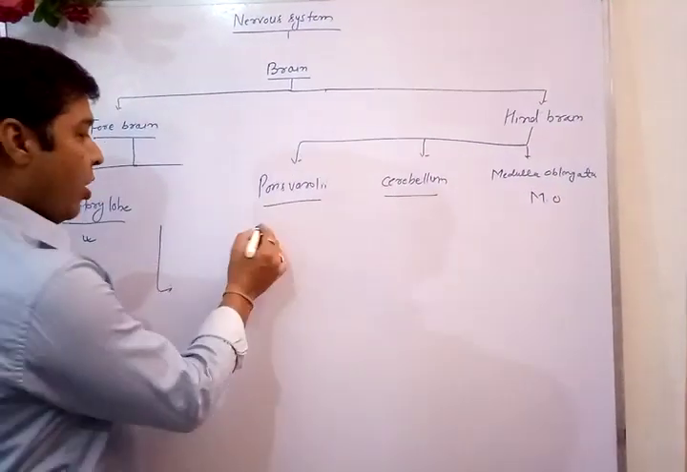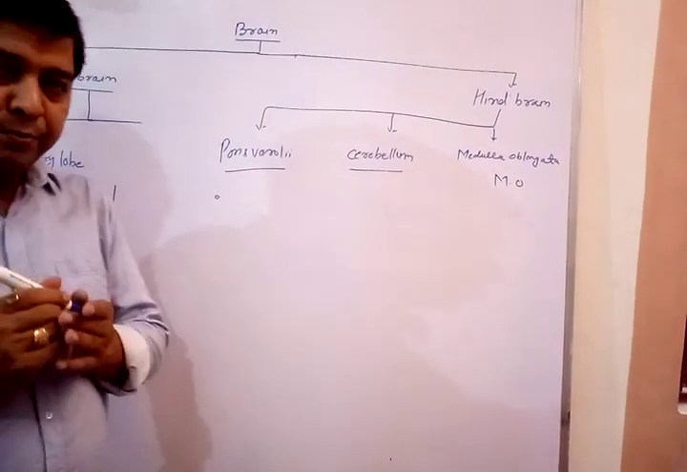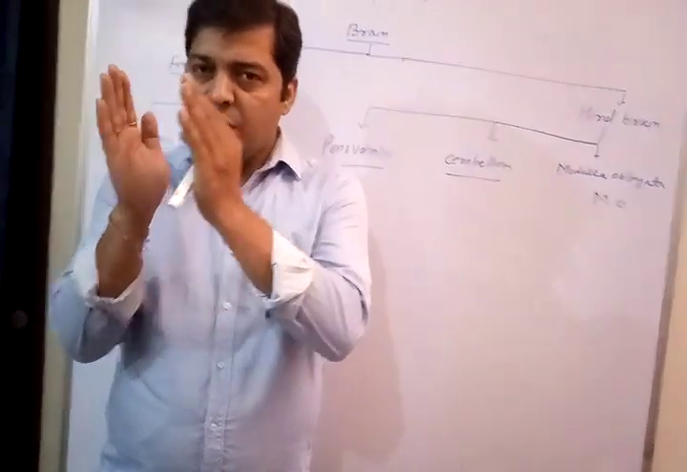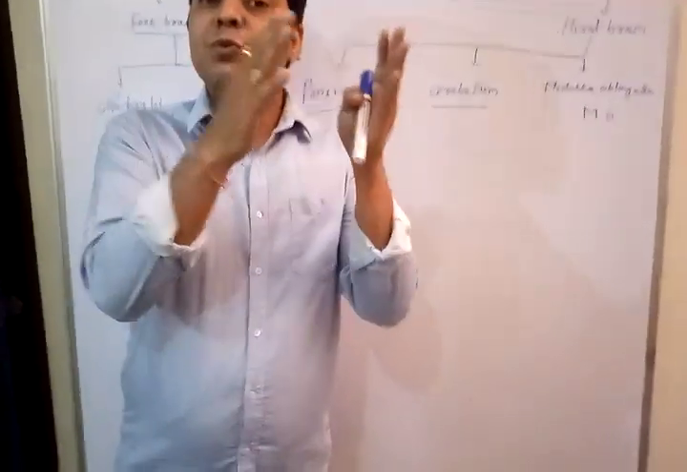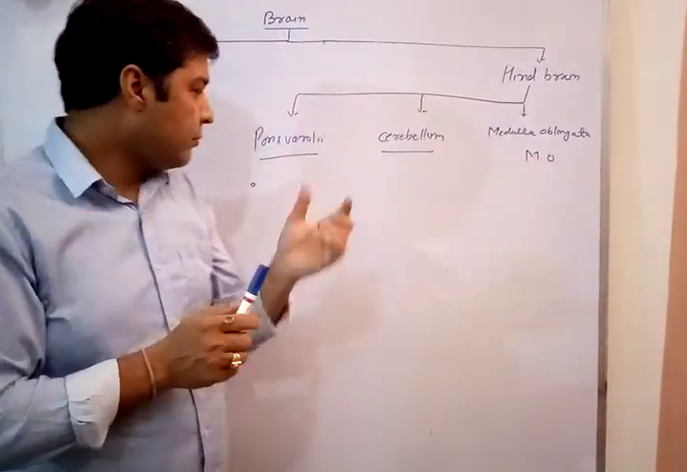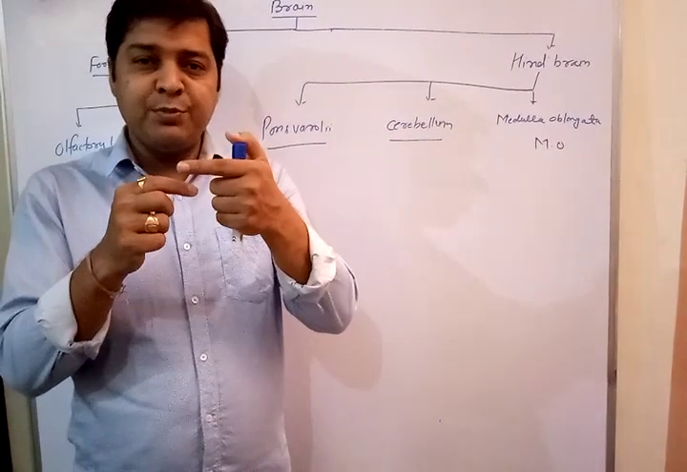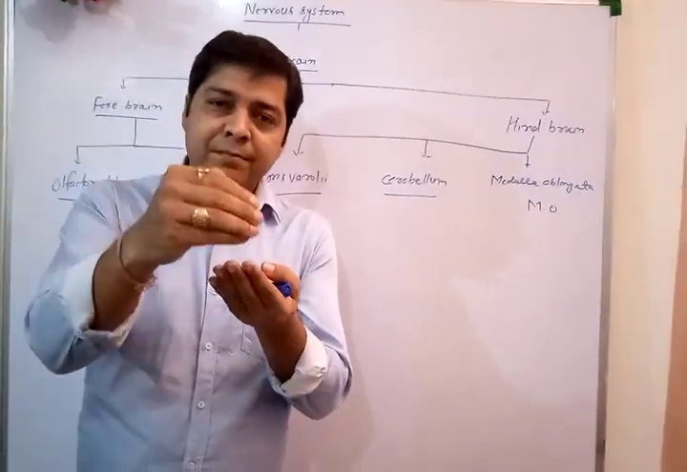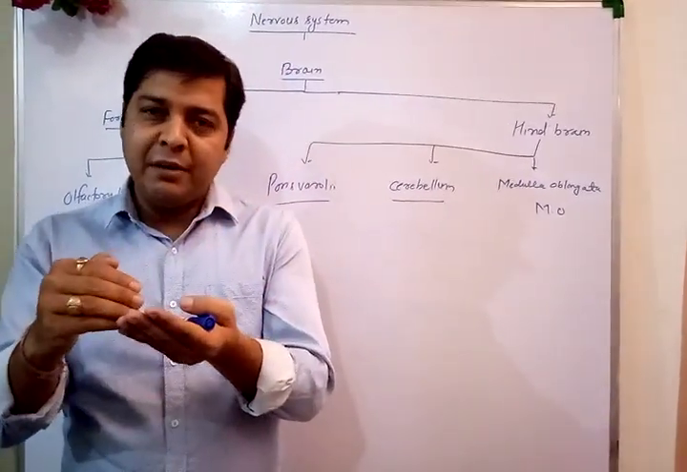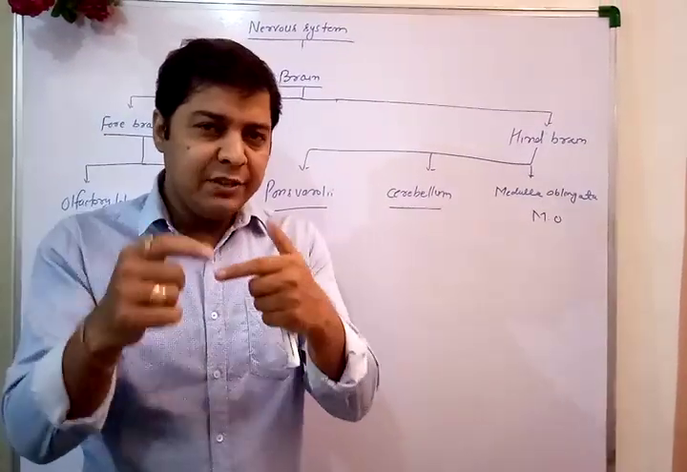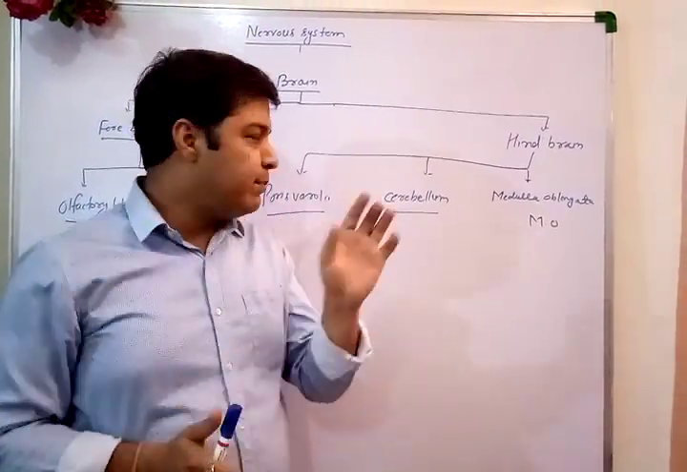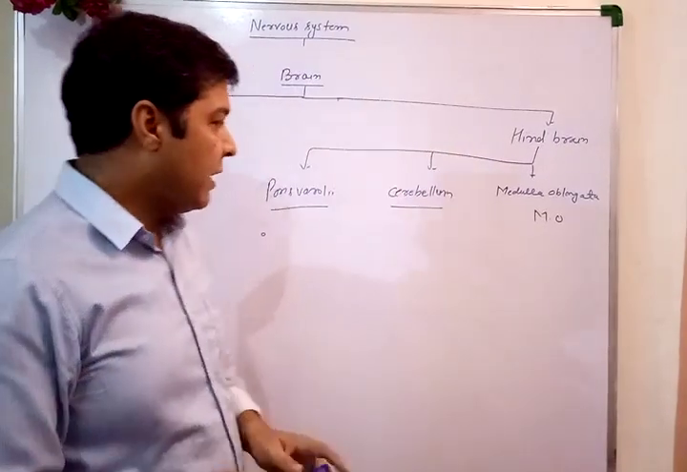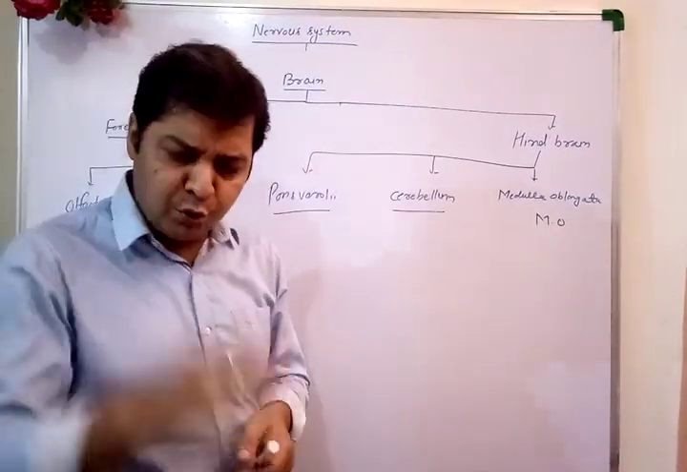See children, pons varolii is the part of the brain which is responsible for connecting one organ present inside the brain to the other. It is a connector. Pons varolii is always responsible for connecting one organ of the brain to another. For example, how the cerebrum is connected with the cerebellum, how the cerebrum is connected with the diencephalon. These kinds of connections are made by pons varolii. So it fills up the gaps between the organs. Clear?